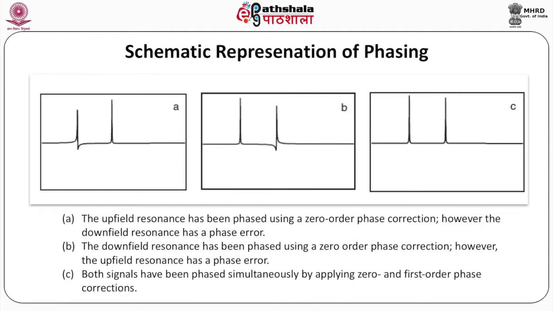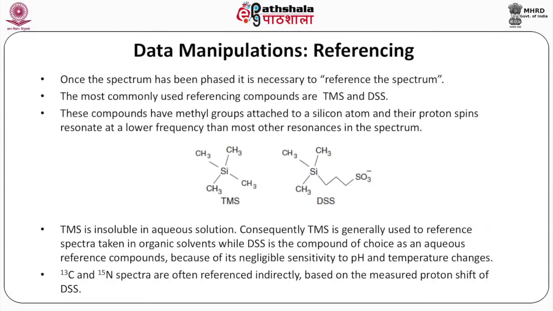Now in C, you see a spectrum where both signals have been phased simultaneously by applying 0 and first order phase corrections. Next is referencing. Once the spectrum has been phased, it is necessary to reference the spectrum, about which we will read more in detail in the next module. The most commonly used referencing compounds are TMS and DSS. These compounds have methyl groups attached to a silicon atom, and their proton spins resonate at a lower frequency than most other resonances in the spectrum.